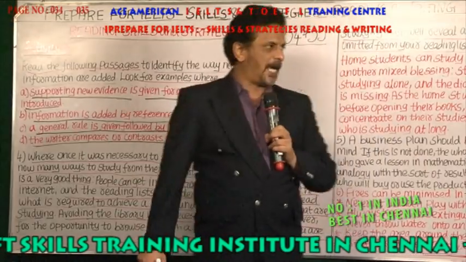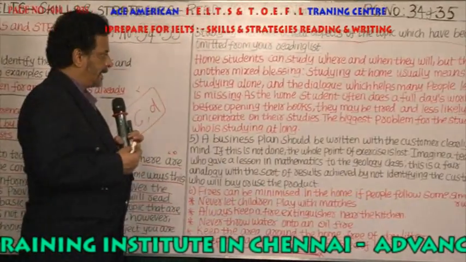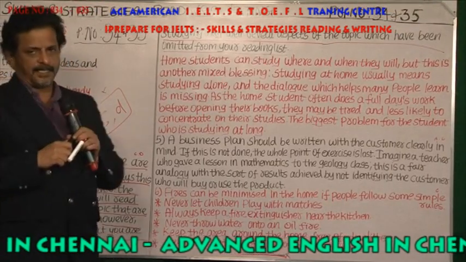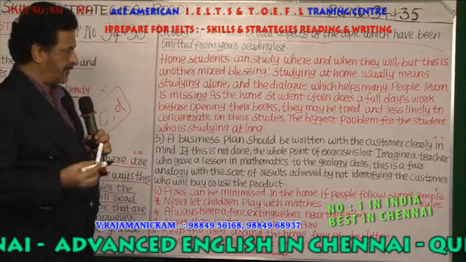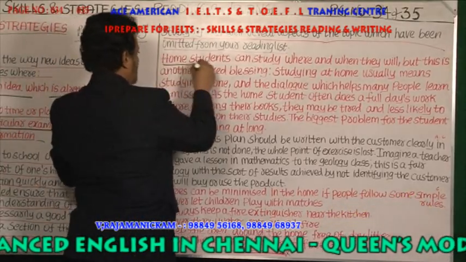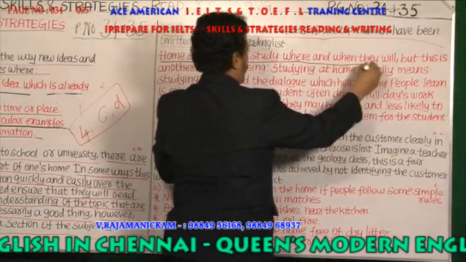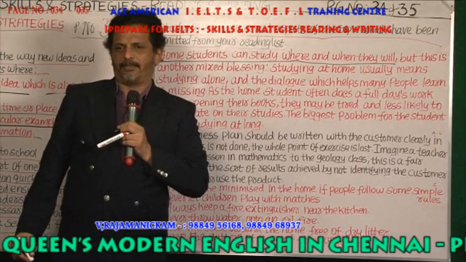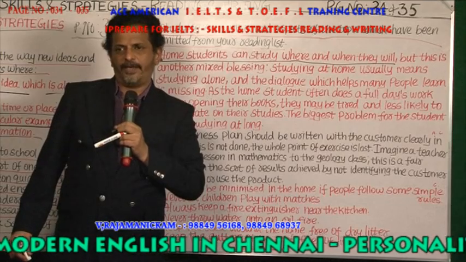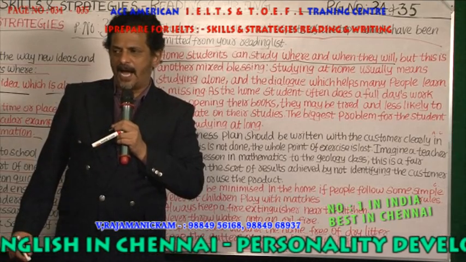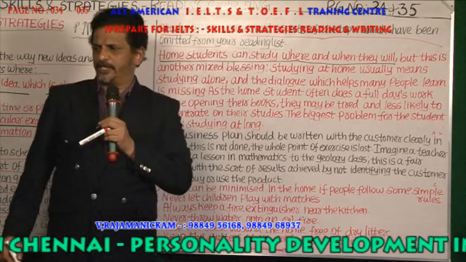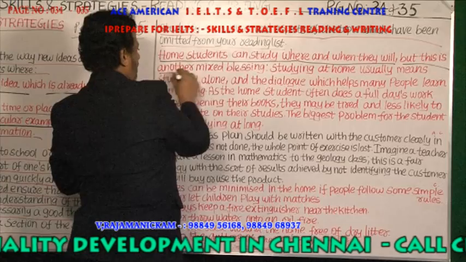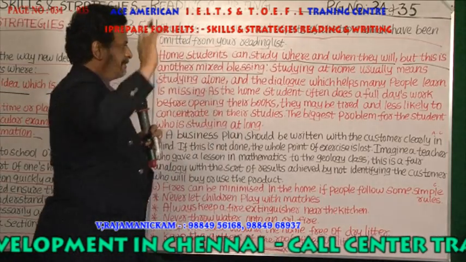Now coming to the next essay, the continuation of the text, that passage: home students can study where and when they will. So sitting at home and studying, you can sit anywhere. You can sit in your office, in your home, in a park, on a beach, wherever you want, you can sit and study. But this is another mixed blessing. So this is one of the blessings.